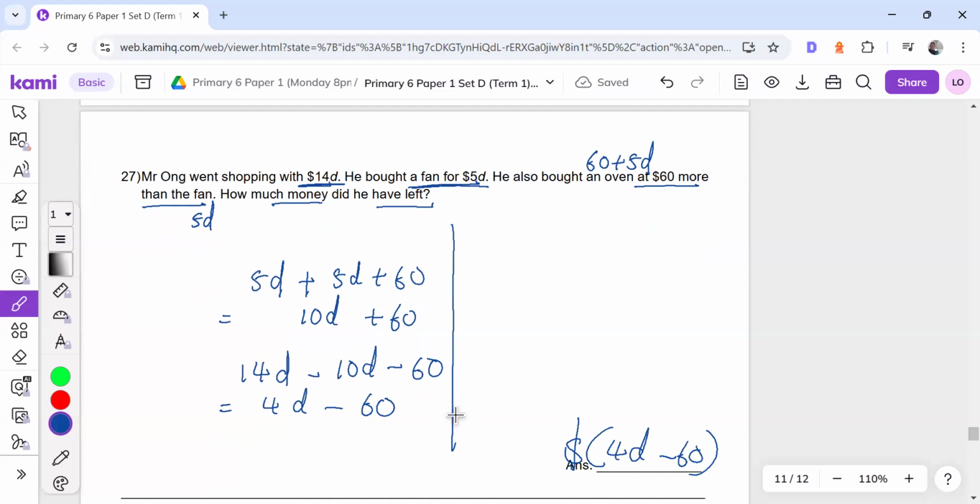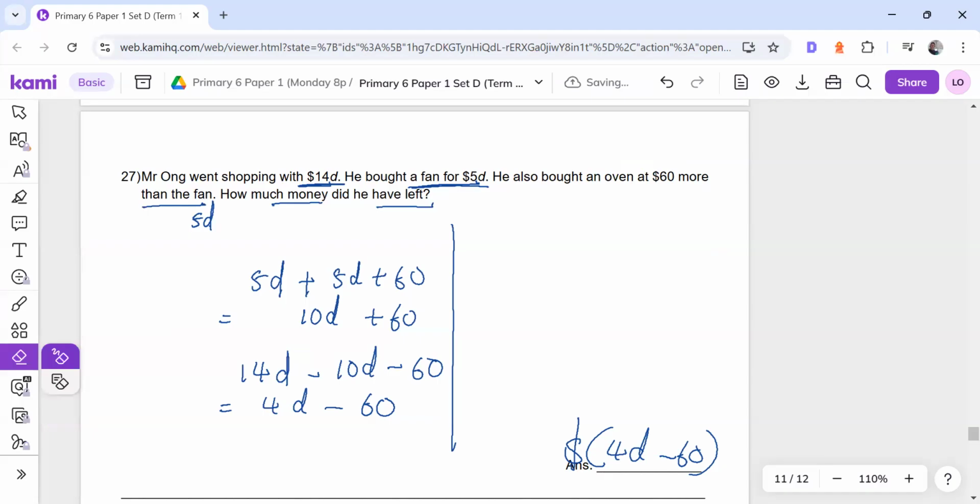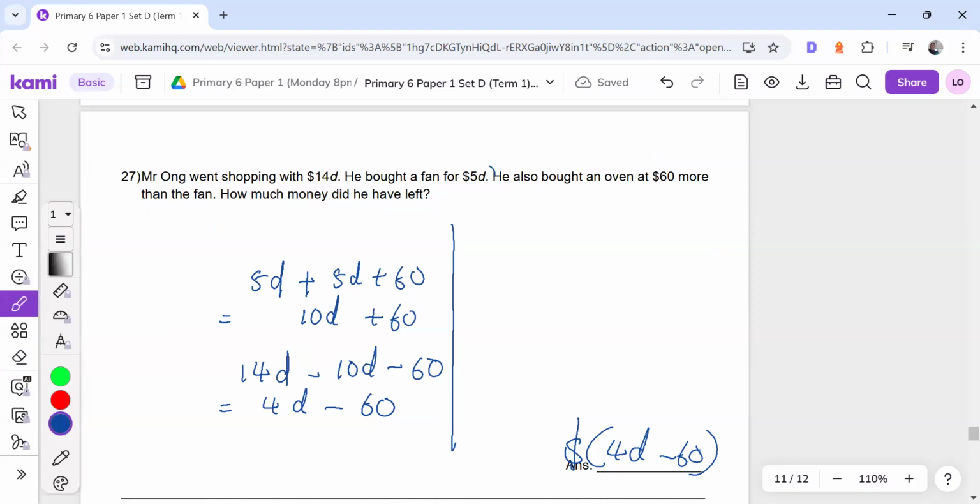Okay, remember the primary three method? The primary three method that Mr. Ong told you. Use the primary three method if you don't know how to do. So I'm going to just change the number into any number. So let's choose a number. Maybe the fan, let's call it maybe $10.